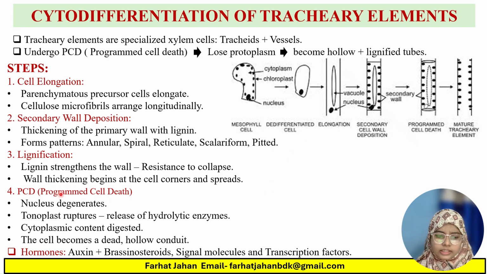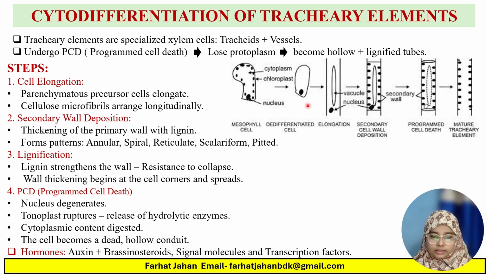Then PCD takes place. PCD refers to programmed cell death. The cell loses its nucleus and cytoplasm, becoming a dead hollow tube. Here you can see the dead hollow tube is present. The nucleus degenerates, the tonoplast ruptures, and cytoplasmic contents are digested. Many hormones and transcription factors work for the cytodifferentiation of the tracheary elements, that could be auxin and brassinosteroids, some signal molecules as well as transcription factors.